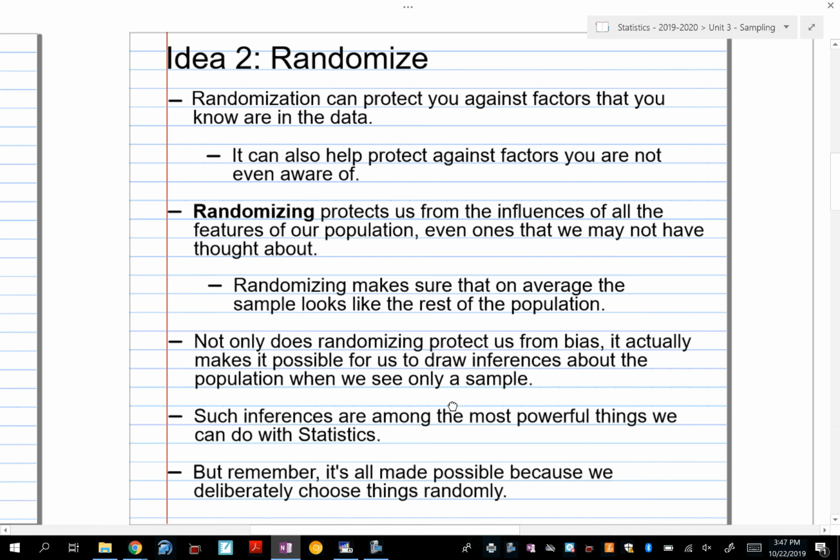If you are writing down how you're going to find and create a sample, and randomization is not a part of it, then you've got a problem. You should reevaluate and go back.